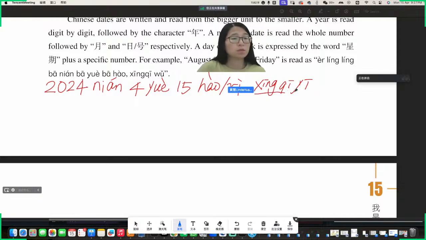星期, and then you say the number 一. 星期一, 星期二, 星期三, 星期四, 星期五, 星期六, and 星期天. 星期天 is the colloquial way, and if you want to say the formal way, you can say 星期日. Same word as this one.